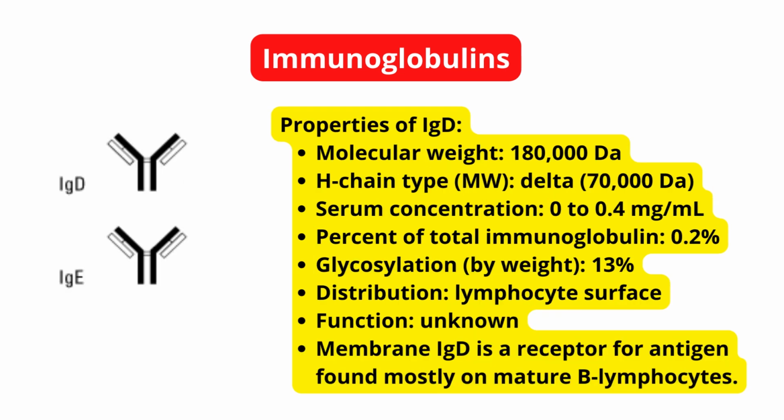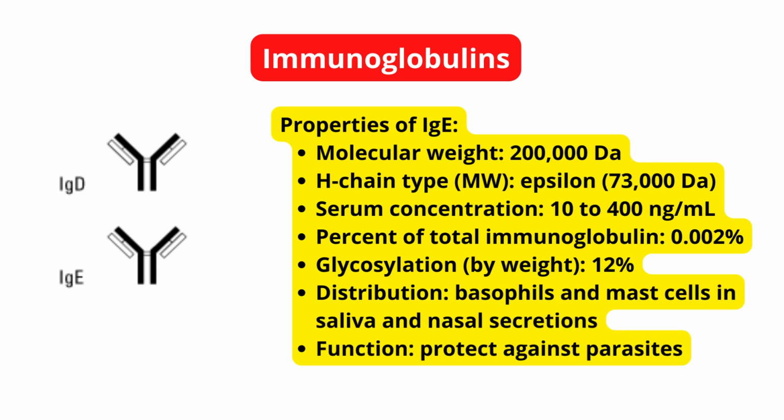Properties of IgD. Molecular weight is 180,000 Dalton. Delta H chain type with molecular weight 70,000 Dalton. Serum concentration is 0 to 0.4 mg per milliliter. Percent of total immunoglobulin is 0.2%. Glycosylation by weight is 13%. Distribution is by lymphocyte surface. Function is unknown.